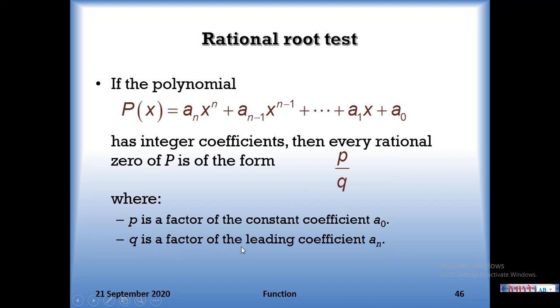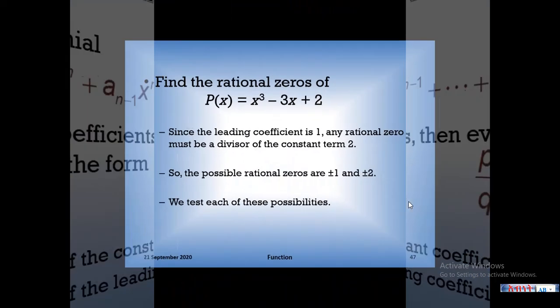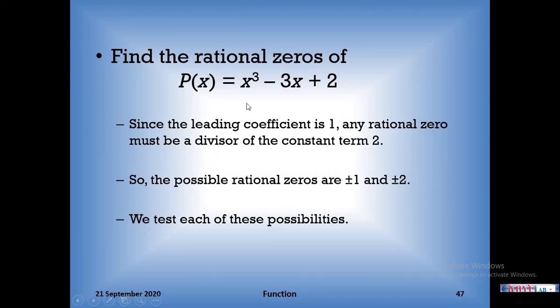Q is the factor of the leading coefficient, but p is the factor of the constant term. Rather than say this coefficient, say please constant term. It's a typo, my students. So, after finding this, we'll follow some steps. Let us see by example.